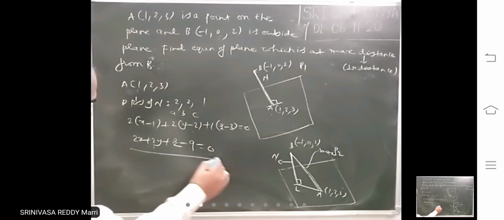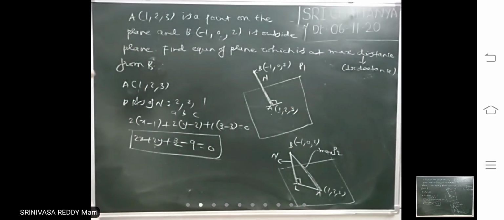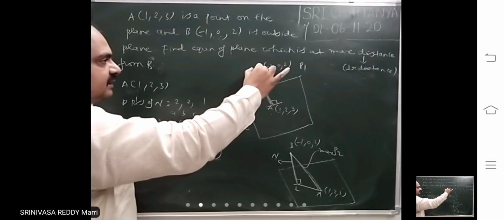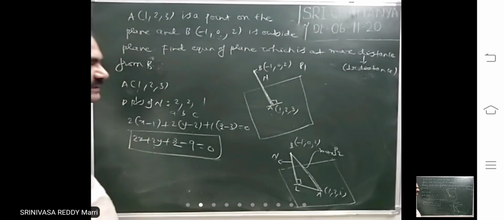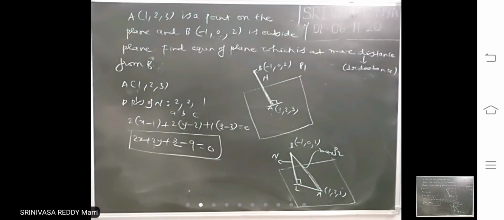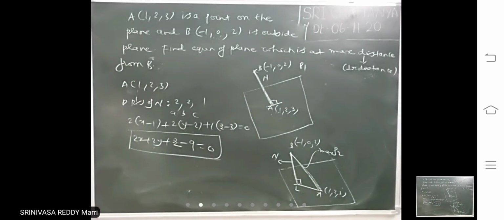So this is the plane which is at a maximum perpendicular distance from that point. That plane you require. Just simple. Maximum distance means you take the normal as BA. B lies outside, A lies on the plane. So with this normal you have to write the plane, passing through this point and having DRs of the normal AB. So that is the one.